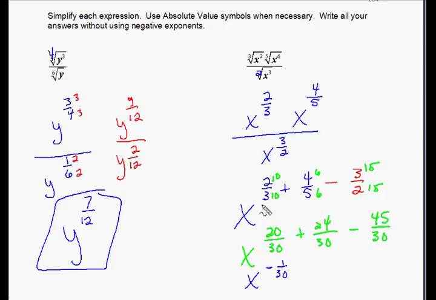Now remember, you cannot leave negative exponents in your answer. So we need to write this as a final answer without a negative exponent, which means the negative exponent becomes a reciprocal, 1 over x to the 1/30.